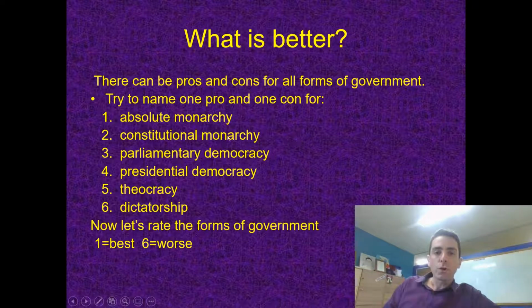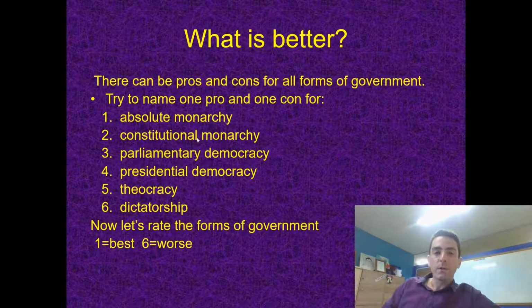In a constitutional monarchy, a good thing about that is that the powers of the king or queen are checked by the constitution. And a negative there could be that it's possible to get too much influence by the monarch in there. Constitutional monarchies, they have their drawbacks too.